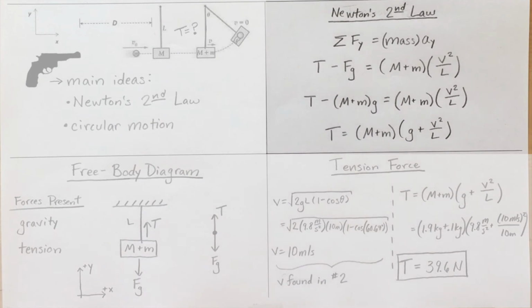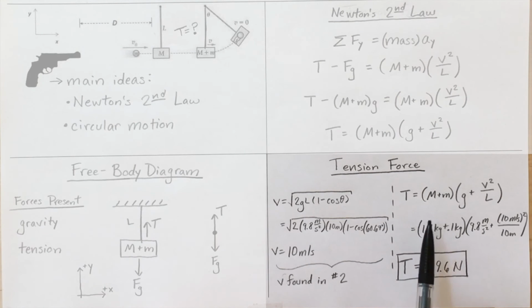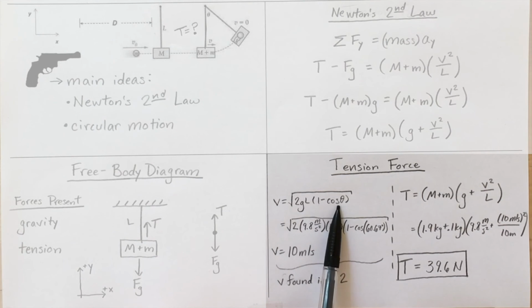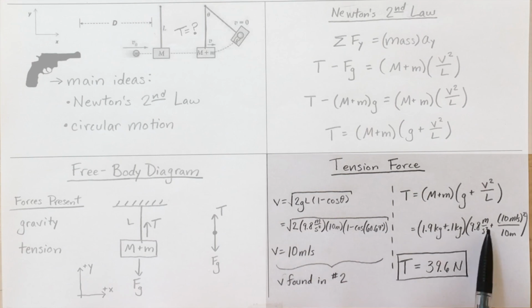for the tension. All that's left to do now is to evaluate the expression we just derived for the tension force. We first calculate the velocity of the block and the pellet using the expression we derived in question 2. We plug in the numbers given in the problem statement and evaluate to find that that velocity is 10 meters per second. We then use this number in our expression for tension, along with everything else that we know, and evaluate to find that the maximum tension force is 39.6 newtons.